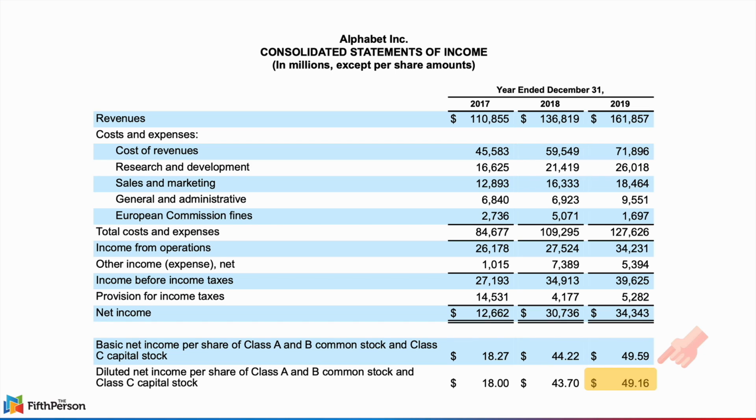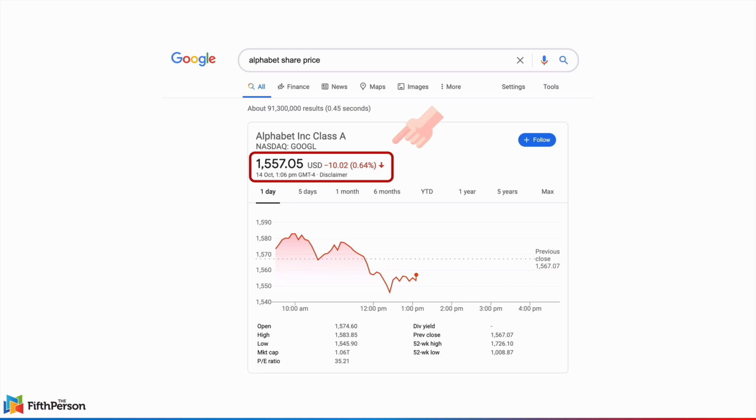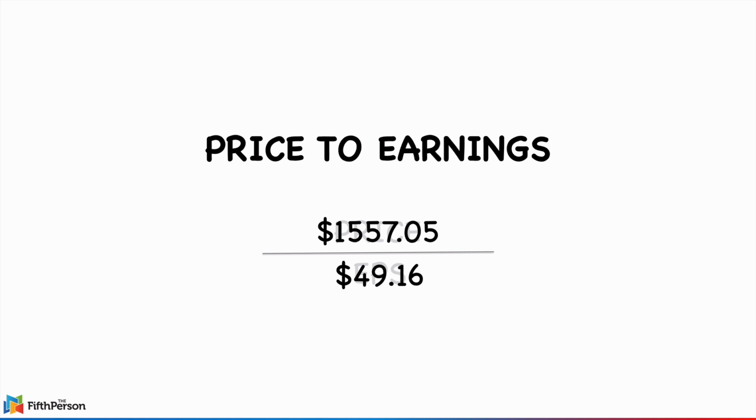The next is we want to look out for the share price of the company. How do you look for the share price? You basically go to Google and Google the company's name. For instance, we are Googling Alphabet share price. You just type Alphabet share price and it will come out in your Google search. Right over here, Alphabet has a share price of $1,557.05. So you take the share price over the earnings per share, and Alphabet's P/E ratio is 31.7 times.